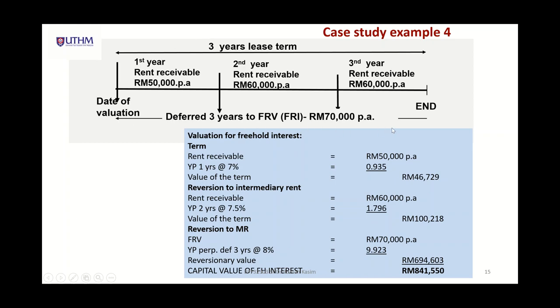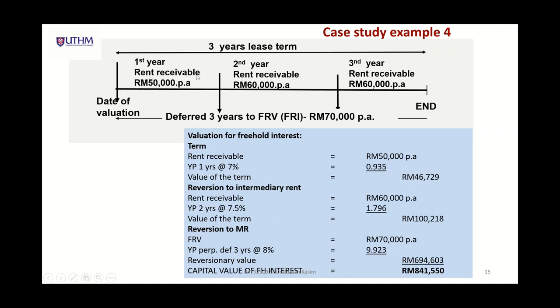So we go to the diagram that I already worked up for this calculation. We have this 3 years term lease, and the date of valuation is here. For the first year, the agreed rental receivable is 50,000. For the second year, the rent receivable is 60,000, and the third year is also 60,000.